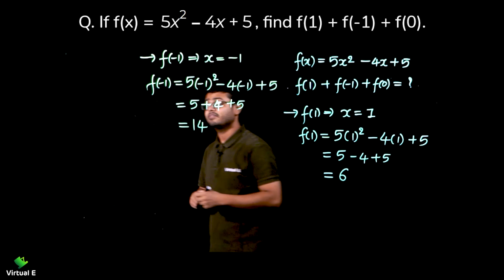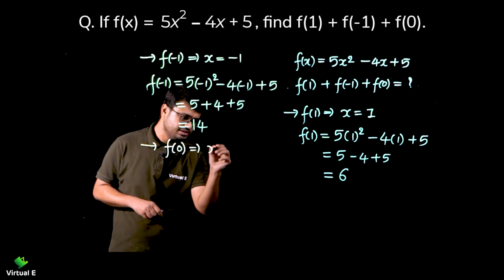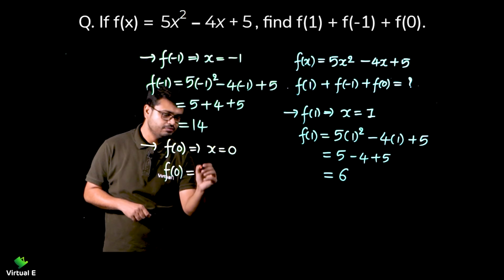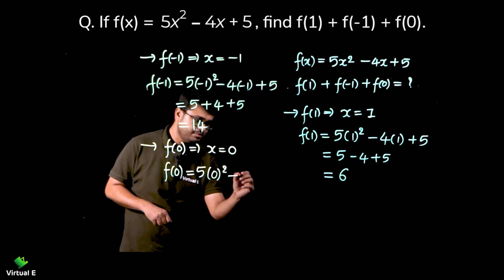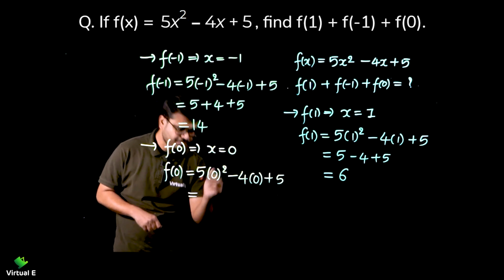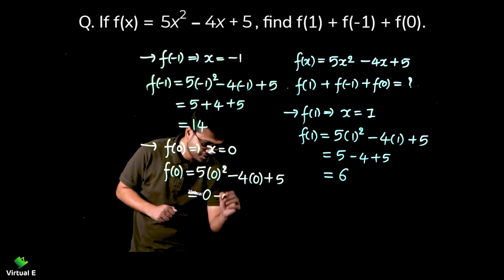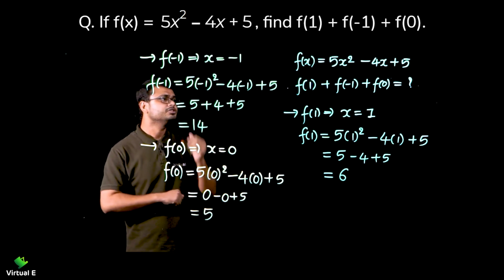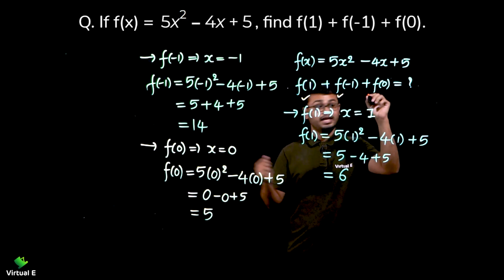Now we need to find the third value, that is f(0). So let's start with f(0). In the f(0), we are going to replace x by 0. So f(0) is equal to 5 into, instead of x, what are we going to write? 0 square minus 4 into 0 plus 5 here. So anything multiplied by 0 we know very well, that is 0 only, and here also 0 plus 5. So answer is 5 it is. So we have all the three values. Here it is 6, here it is 14, and here it is 5.